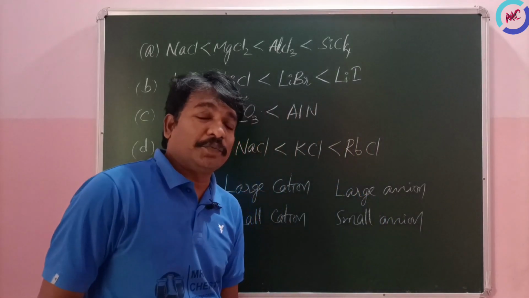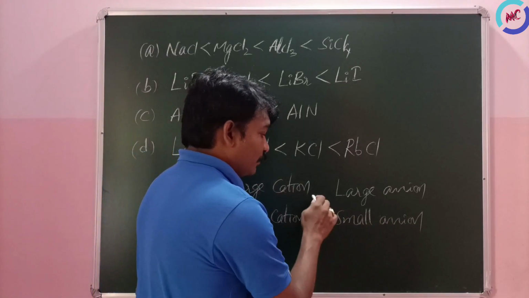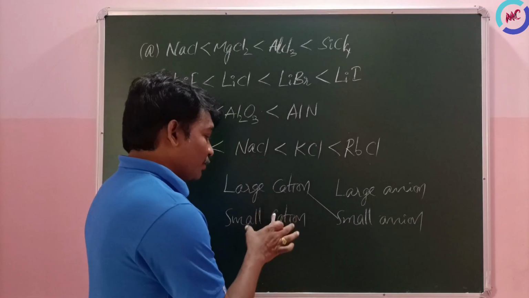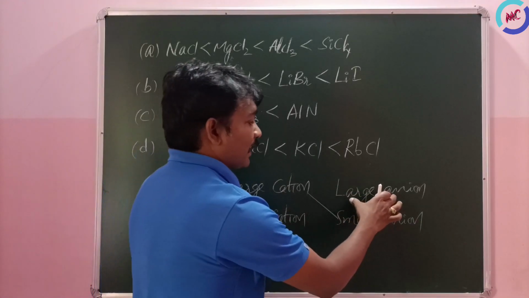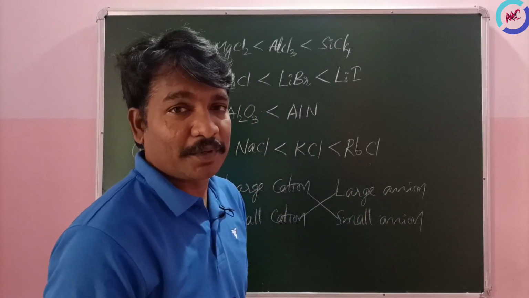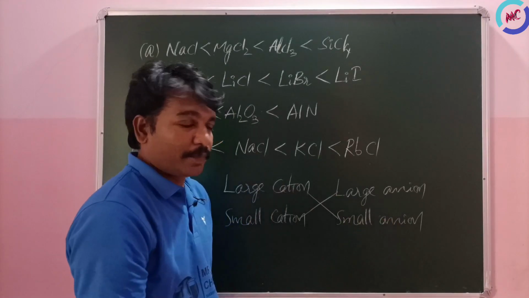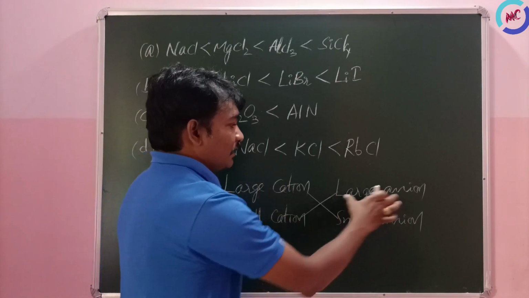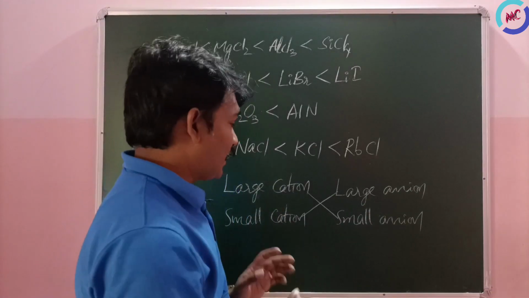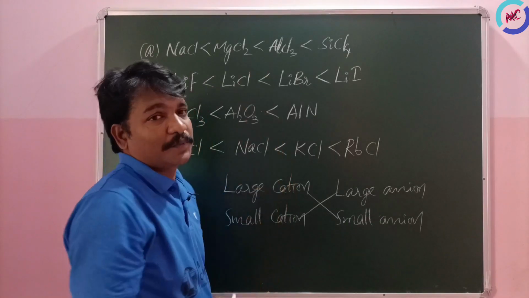See here, according to Fajans' rules, large cation and small anion favors ionic bond formation. Small cation and large anion results in the formation of covalent bond. Large cation, small anion, ionic bond. Small cation, large anion, covalent bond. Now, keeping those things in mind, we will check the options.